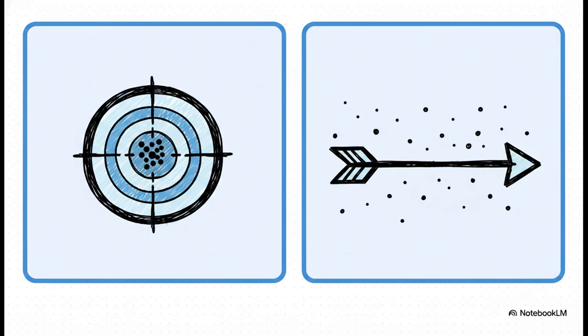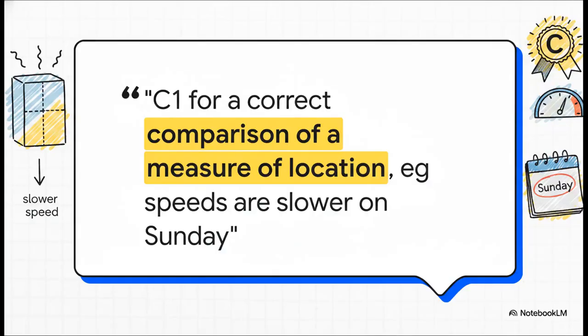Think of it this way. The average tells you which day was faster overall, while the spread tells you which day had more predictable speeds. You need both for the full picture. So let's see what the mark scheme accepts. For your first point, you get a communication mark, a C1, for comparing the medians. You could say something just like this: on average, speeds are slower on Sunday as the median is lower. It's perfect because it links the statistic, the median, to a real-world meaning, slower speeds.